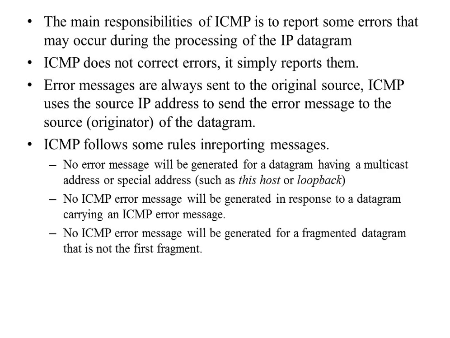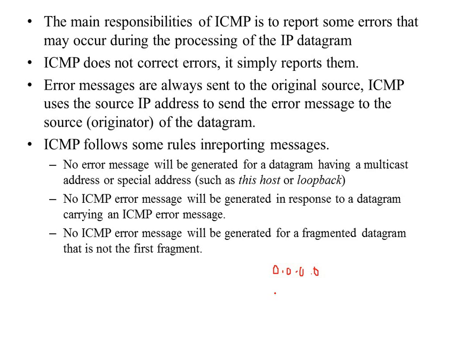So ICMP follows certain rules when you send the message. No error message will be generated for datagrams having a multicast address or special addresses. We know that there are certain special addresses. 0.0.0.0 is a special address, and 127.0.0.0 is also a special address. So for these special addresses no error message is generated. And if it is a multicast, in the sense of one to many, then also the error message is not generated.